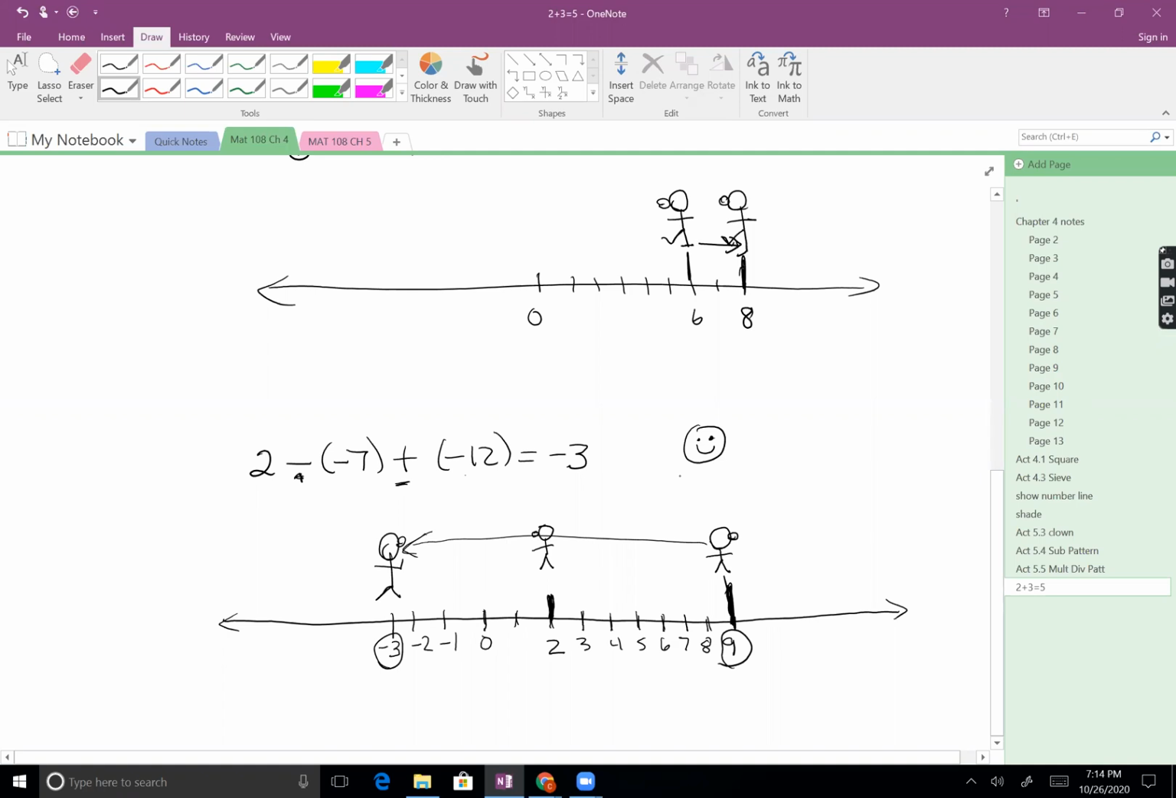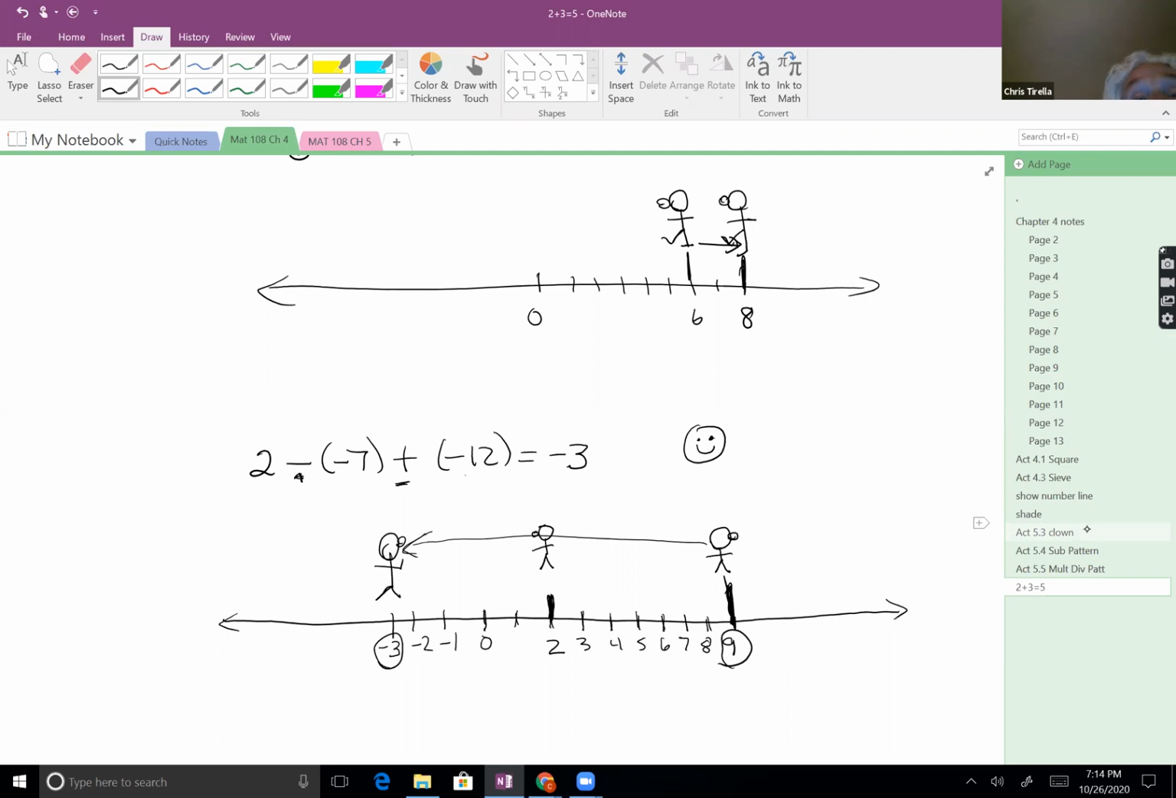And I see that right there, that 2 take away -7. I remember if they have the same sign, you change it to positive. So that's what I did. I said 2 plus 7 would be 9. And then that -12, so you still owe me 12 and I only have $9. So you still owe me $3. So I like the clown method. I really understand it better now because I understood it with money and now I understand it with the clown method.